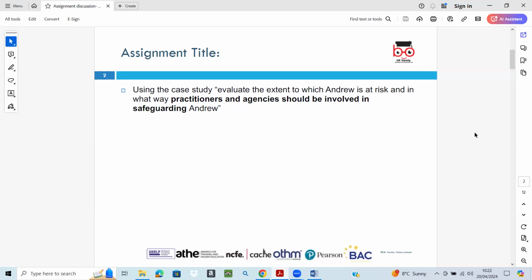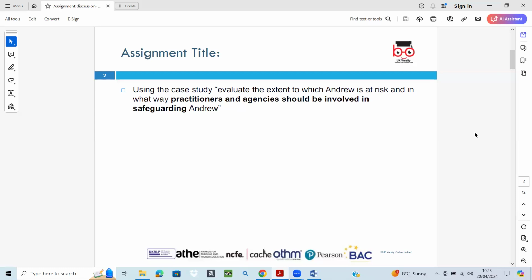And once the assessment is complete, what role should different agencies play? Depending on the findings, health professionals might need to be involved for medical care, mental health experts for psychological support, and law enforcement if there is any indication of criminal activity. A multidisciplinary approach is crucial. Each agency or team brings a different expertise, ensuring a holistic response to safeguard Andrew or anyone.